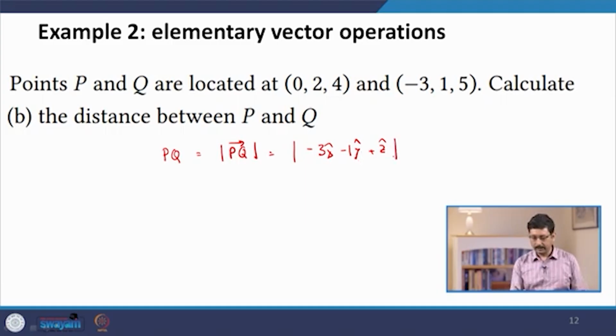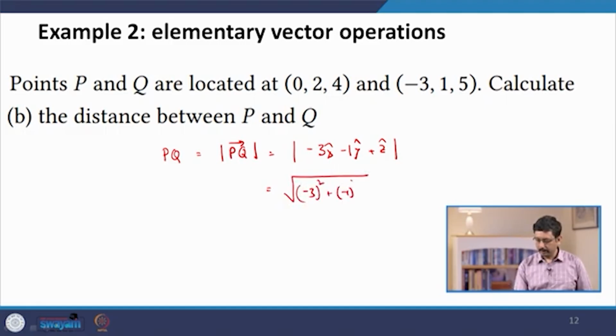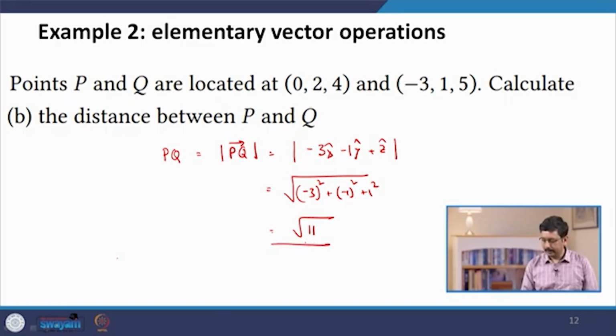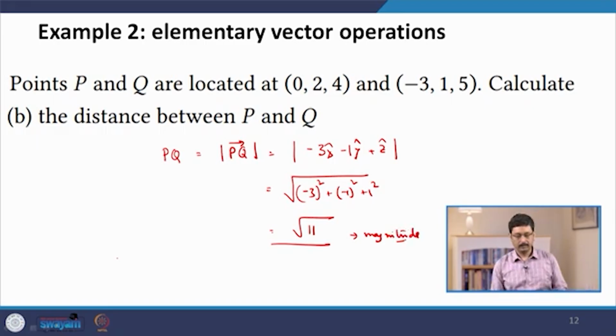The magnitude of this vector is given by the square root of minus 3 squared plus minus 1 squared plus 1 squared, which is 9 plus 1 plus 1, square root of 11. So, this is the magnitude, so this is the distance, the scalar distance between P and Q.